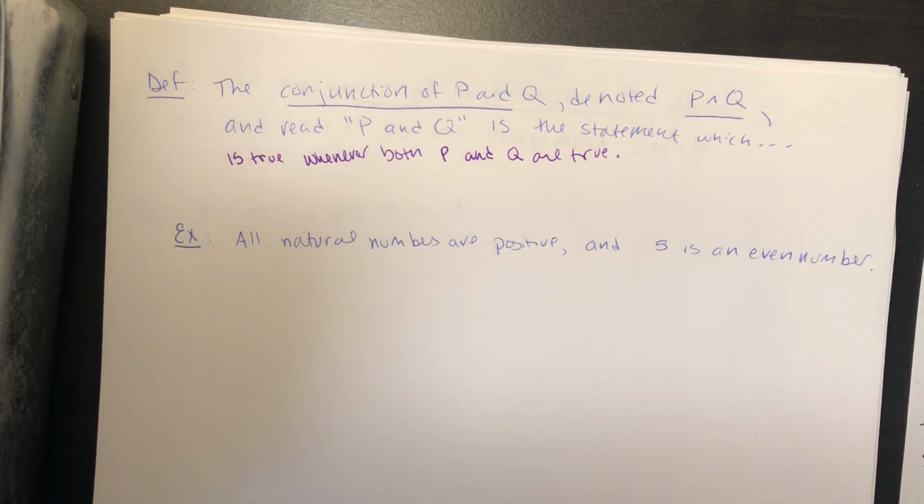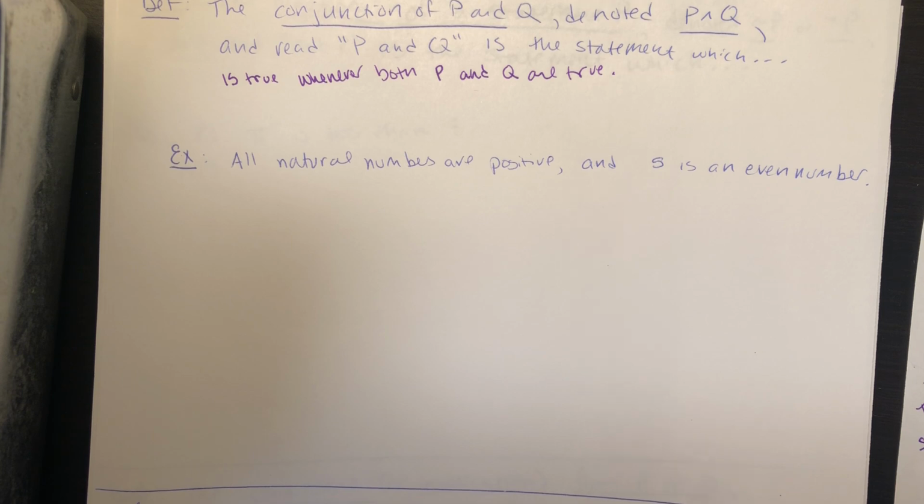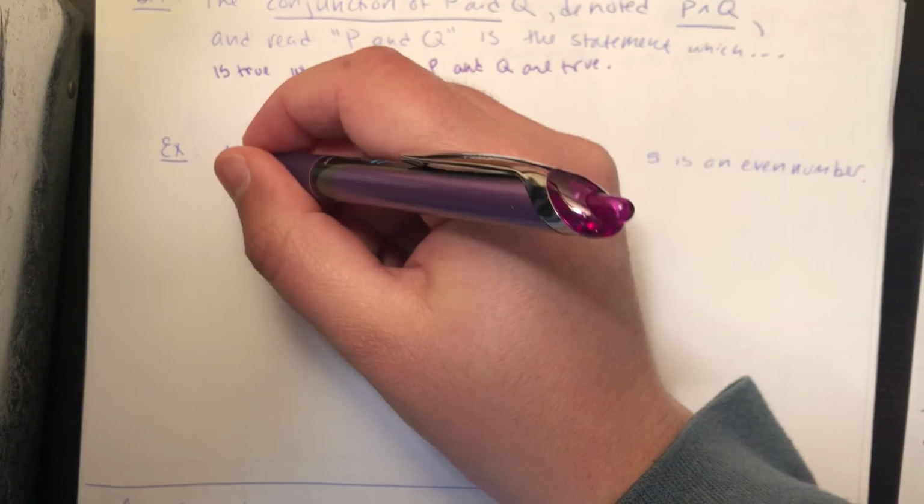Keep in mind, because P and Q are arbitrary statements, each one has a truth value, which means P could be either true or false, and Q could be either true or false. And so there's 4 different possibilities, 2 for P and 2 for Q, of combinations of truth values for an arbitrary conjunction of the form P and Q. But we're going to say that that conjunction is only true when both parts of it are true. So as an example, if we look at the statement, all natural numbers are positive, and 5 is an even number. Well, this is going to be a false conjunction overall.